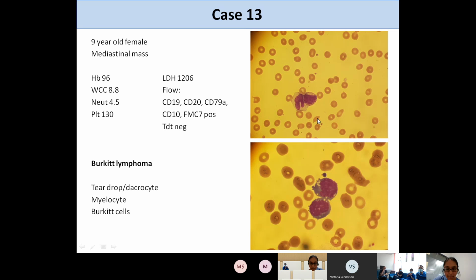So what we can see is left-shifted myeloid series with myelocytes. We've got some abnormally shaped red cells here that look a bit like a teardrop. So the bone marrow is in distress when you have teardrops in the blood film. And then we've got these Burkitt cells that were in the bone marrow.